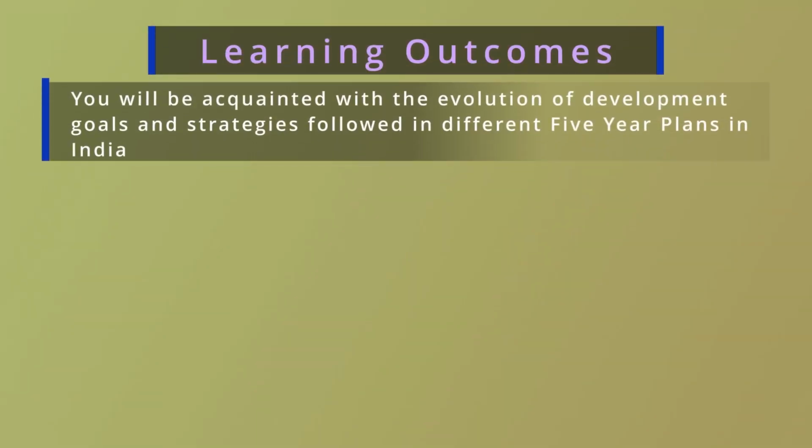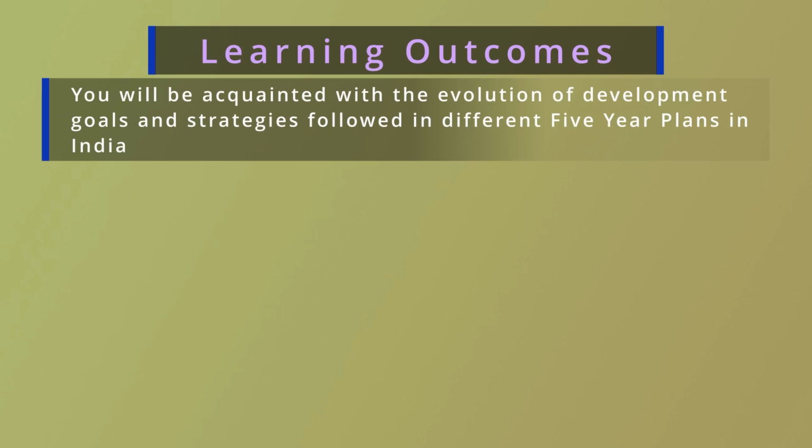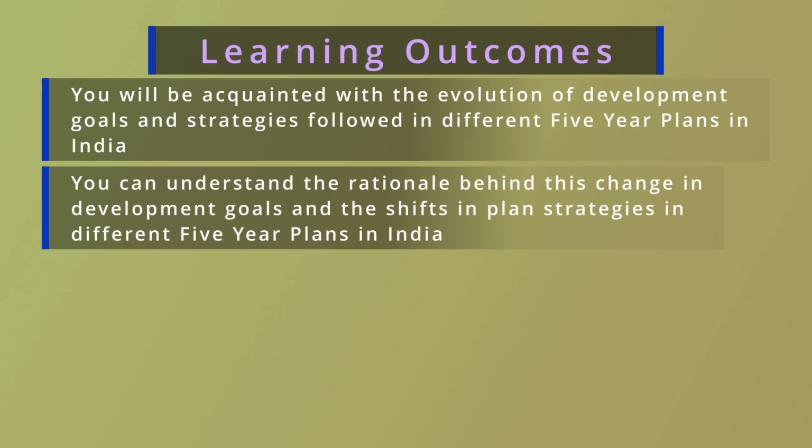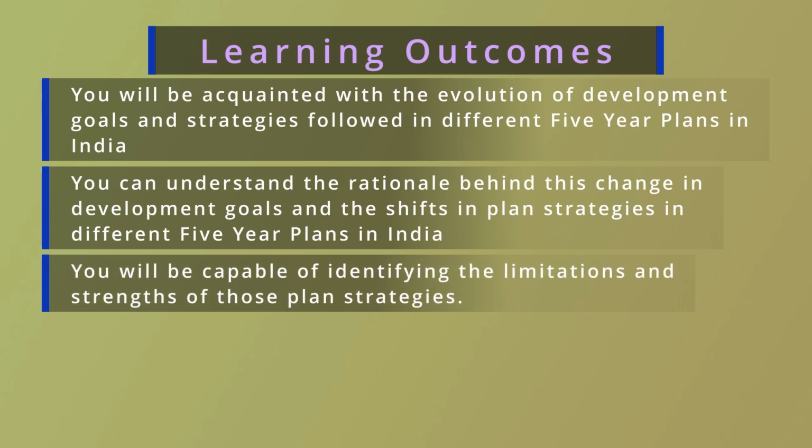Today we shall focus on the module concerned with planning, the evolution of the plan, strategies and development goals in India. After the completion of this module, you can understand the reasons behind the changes in the plan strategies followed during different 5-year plans, and the process of evolution of these changes in strategies, and you can indicate the limitations as well as the strengths in different strategies and development goals followed during Indian 5-year plans.